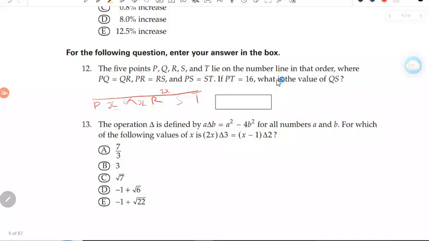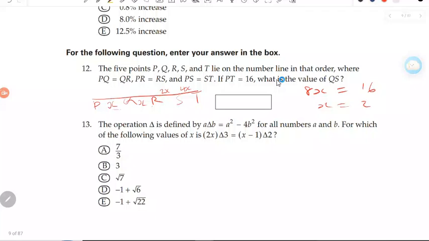RS is 2S. Then finally we are told that PS, the whole of PS equals ST. And the whole of PS is 4S. So this equals ST. So this place is 4S. Now what are we looking for? We are looking for QS. Let's add all this. S plus S, plus 2S, 4S plus another 4S. That is 8S. We're going to say 8S equals 16. S is 2.